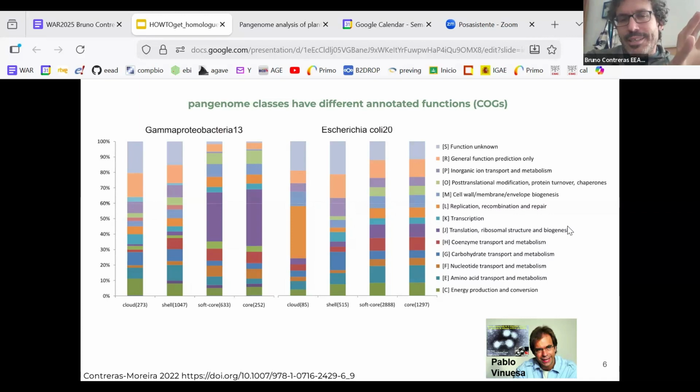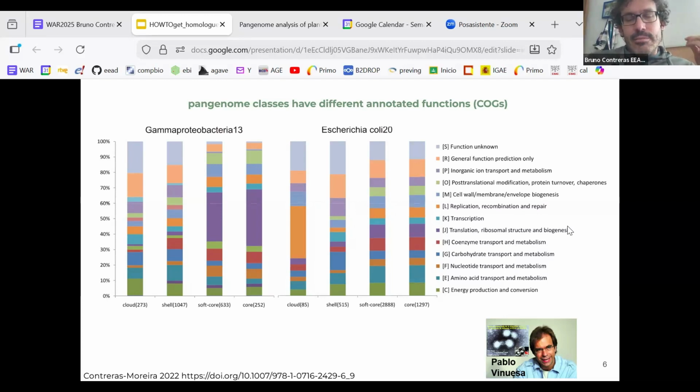But regardless of the taxonomic or evolutionary distance between the material that you're looking at, it was pretty obvious at the time and still is that when you look at the functions of the genes that take part of each compartment, they're not the same. In this case, the colors in the bars represent very broad functional classes from an old classification called the COG. And you can see that some of the colors are shrunk in some classes and enlarged in others. And that's basically the main message from this plot.